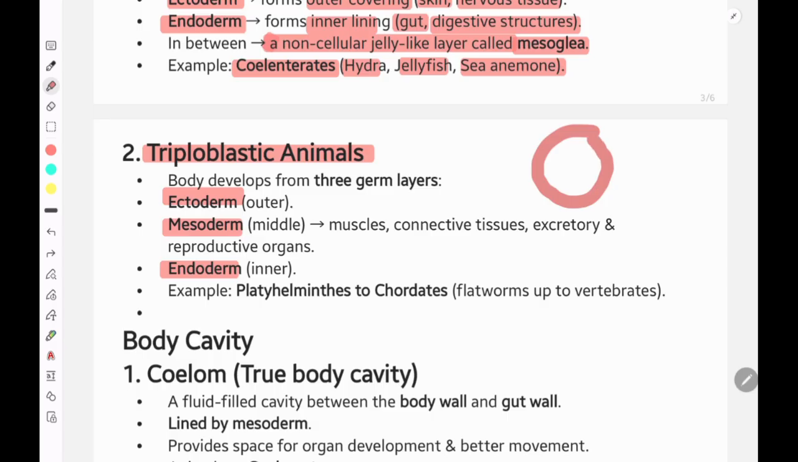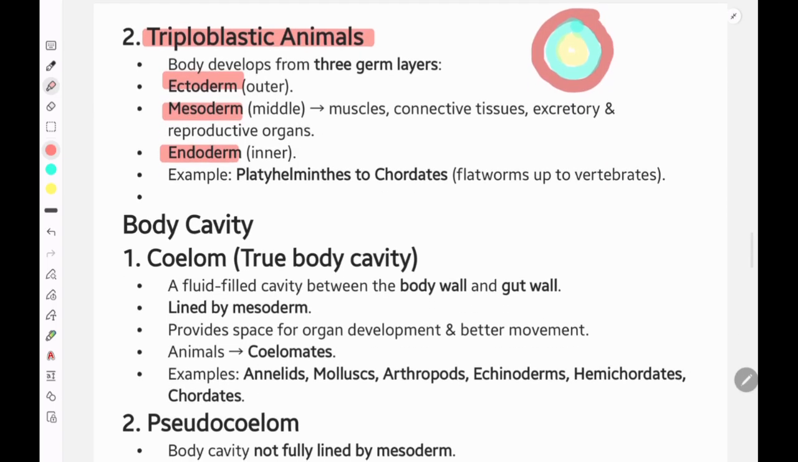Suppose this is ectoderm, this is mesoderm, and there is a third one, endoderm. Three layers. This is seen in platyhelminthes, up to chordates, the phyla which are above the flatworms.